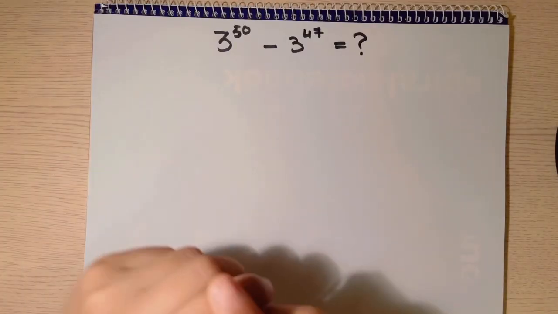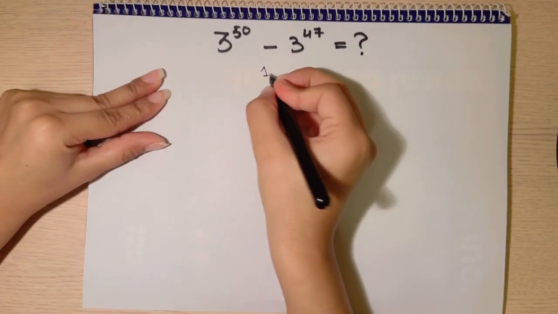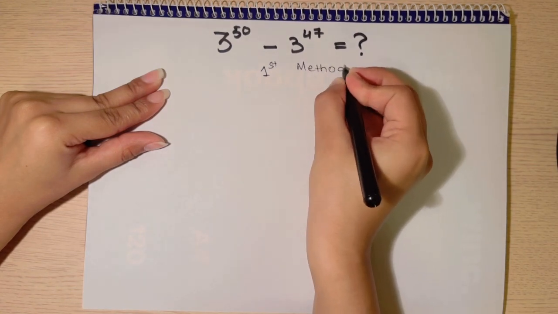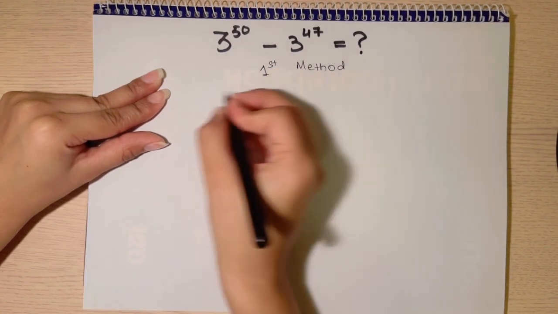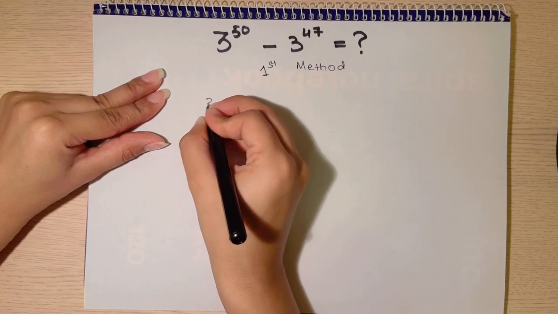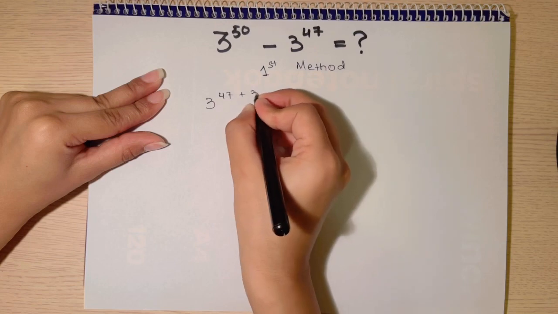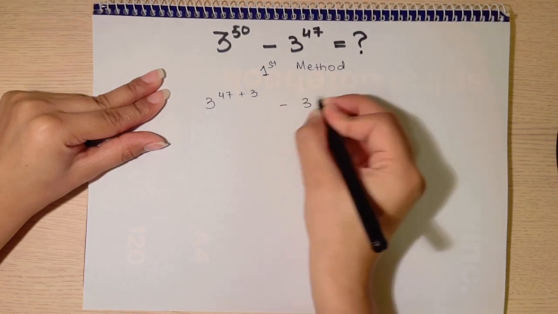Today we are going to solve this question with the help of the exponential rule without using a calculator. We have two methods for that. For the very first method, I'm just going to write it as 3 raised to power 47 plus 3 instead of 3 raised to power 50, minus 3 raised to power 47.